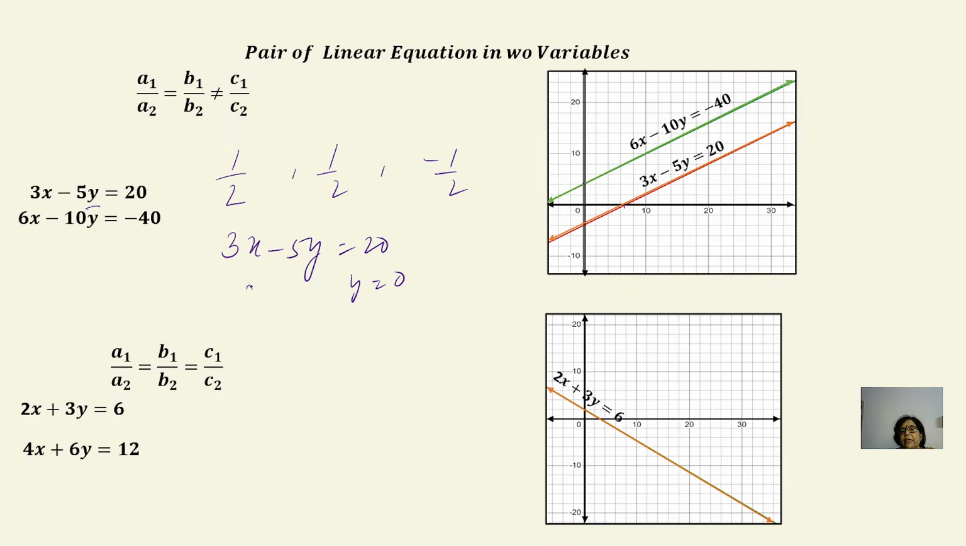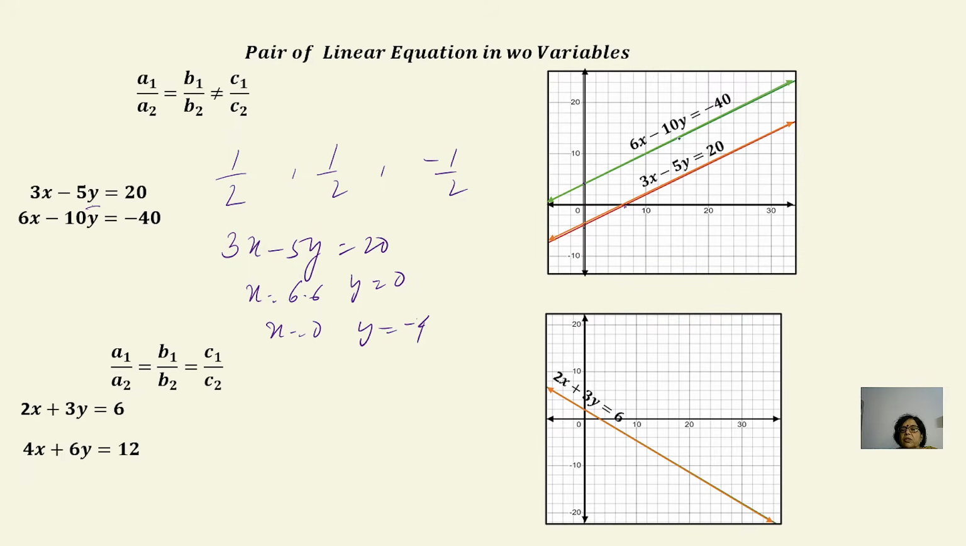Then in that case, x will be equal to 20 by 3, that is 6.6. And if x is 0, y will be equal to minus 4. So here the scale has been taken as 1 division as 2 units. So minus 4 comes over here and 6.6 comes over here. So the graph line passes through these 2 points and it has been extended on either side.